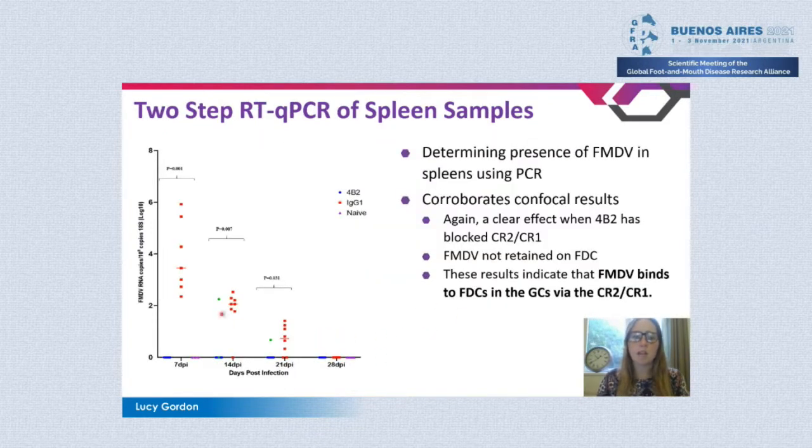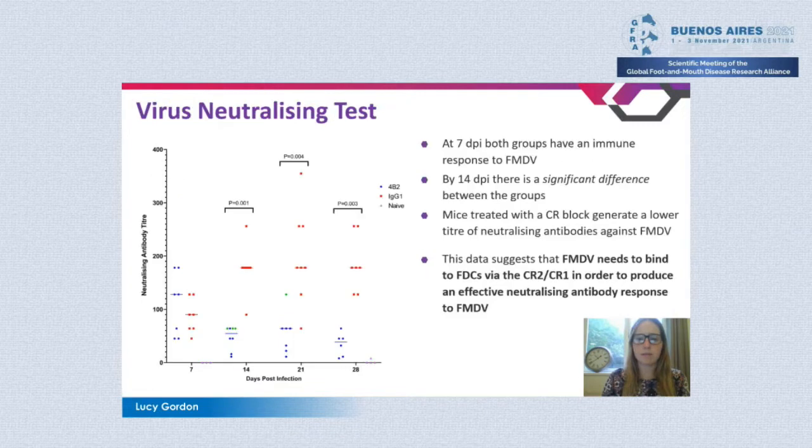Then I confirmed the confocal data using PCR, determining the presence of FMDV in the spleens. From 7 days post-infection, you can again see the clear effect when 4B2 has blocked the complement receptors in vivo. FMDV is not retained on FDCs. And these results again indicate that FMDV is binding to FDCs in the germinal centers via complement receptors 1 and 2.